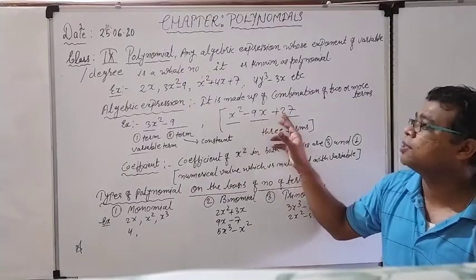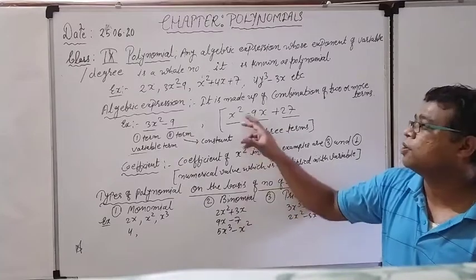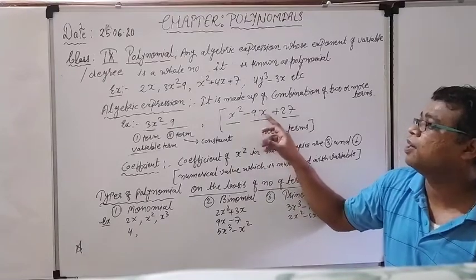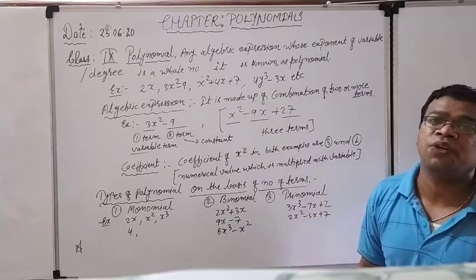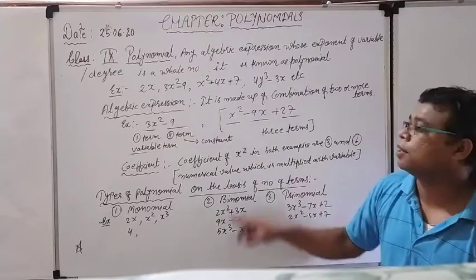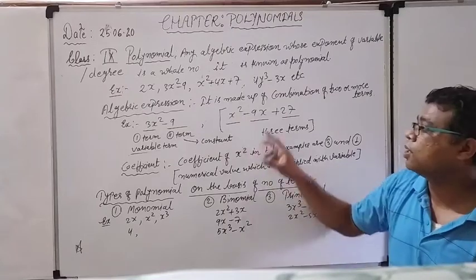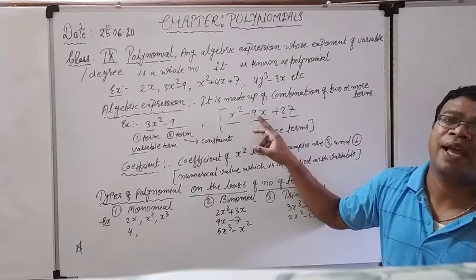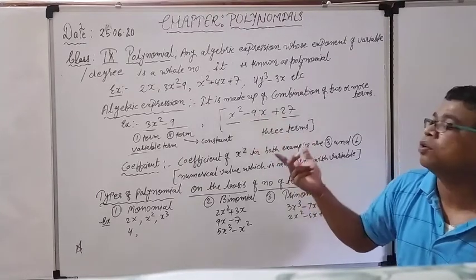After that, if I ask what the variable terms are, there are two variable terms. The first term is also a variable term because x square is there. The second term is also a variable term because there is a multiplication with the variable, minus 9x. What is the coefficient of x square? Means what is the numerical value present before x square? Nothing is present here, so 1. What is the coefficient of x here? Minus 9. And what is the coefficient of x to the power 0? Nothing, because x to the power 0 is not there.